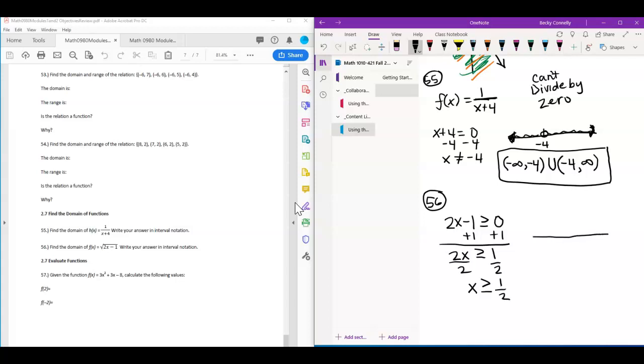So again, if we graph it on a number line, just to be able to visualize what it's saying, all right, so here's 1/2, and it's equal to it, so I've got a filled in circle, and I want all the stuff bigger than it too. So for interval notation, how would we write that?